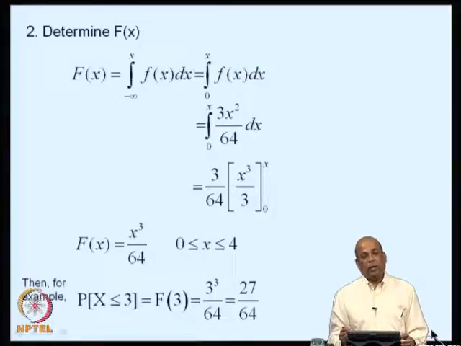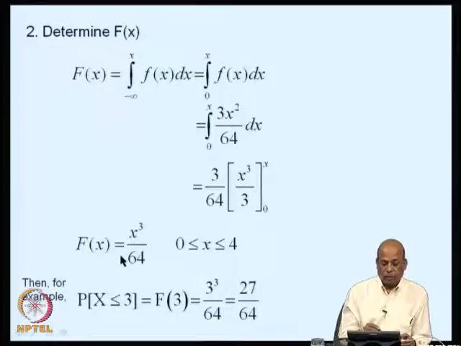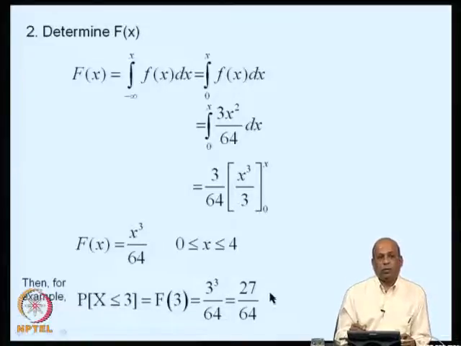Then we can determine the CDF, the capital F of x is the CDF. So, the integral from minus infinity to x of f of x dx, which is between 0 to x, we integrate that and then get the CDF. So, CDF is defined as x cube by 64 over this range. Once we know the CDF, we should be able to talk about various probabilities. For example, we may be interested in probability of x being less than or equal to 3, and by definition of F of x, we write this as F of 3, which will be 3 cube by 64, which is 27 by 64.